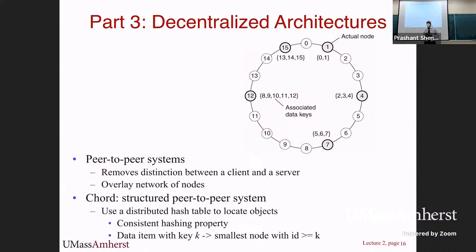So in some sense, each node is both a client and a server. They can invoke services from other peers while providing similar services to yet other peers in the network. So that's the basic idea of a peer-to-peer system. Now, many peer-to-peer systems were designed for sharing files or content in a distributed manner. That was the origin of how peer-to-peer systems became popular.